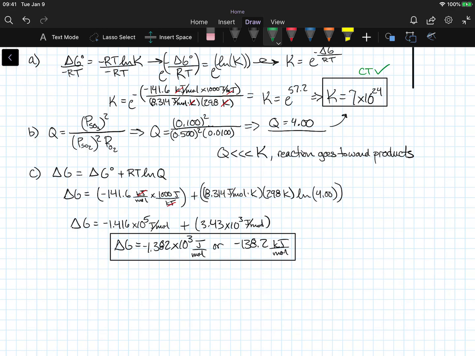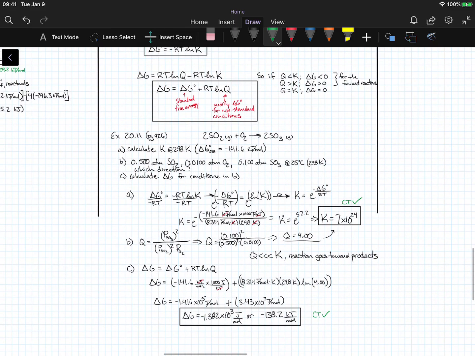And just a quick point to mention, the reverse reaction, so if we were to come the other way, then that's 1 over Q, and delta G becomes a positive number. So the reverse reaction is non-spontaneous. It will not happen. So there's our quick critical thinking check. And that's all for this video.